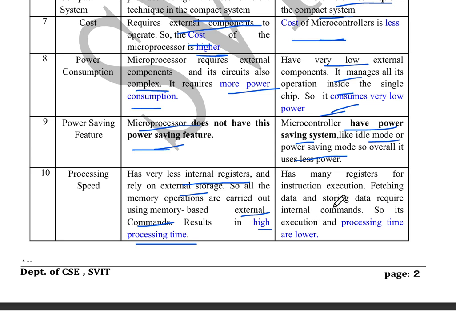Whereas if we look into microcontrollers, there are many registers for execution of instructions. And fetching and storing data require internal commands, whereas external commands are required for a microprocessor. So the execution and processing time naturally becomes less due to everything happening inside the microcontroller. Thank you all.